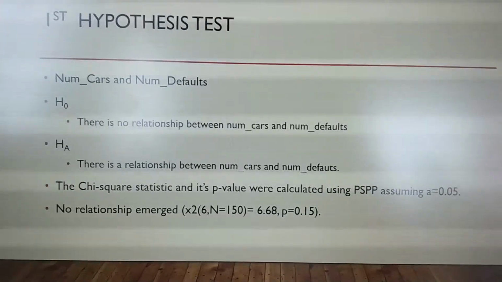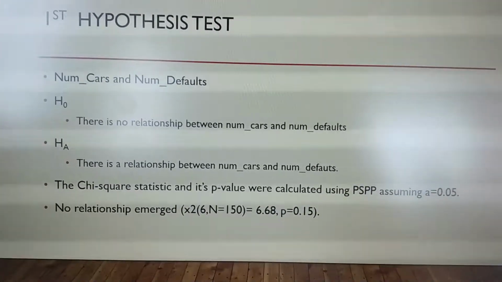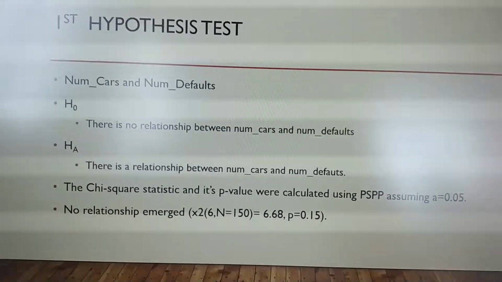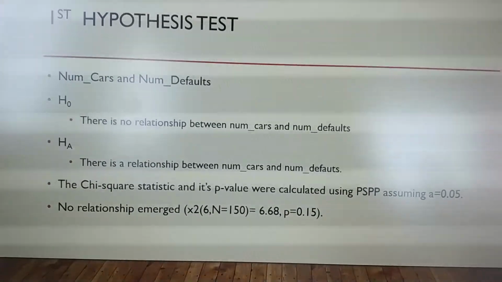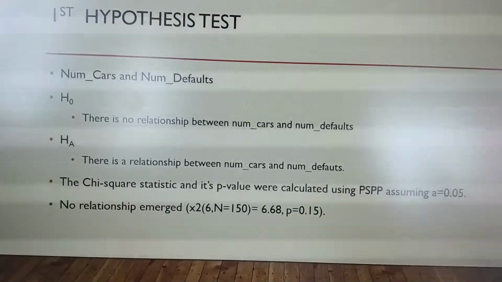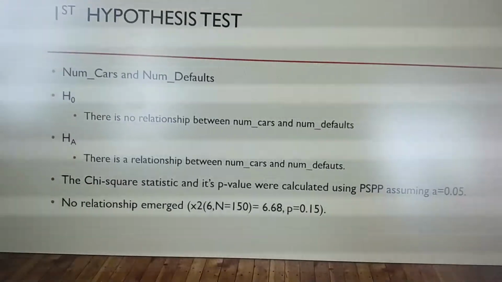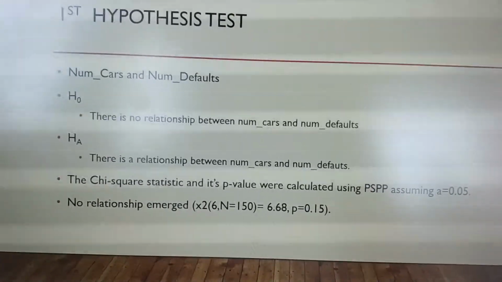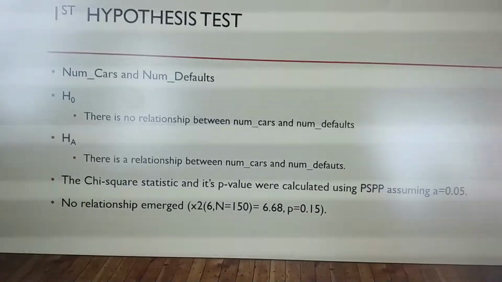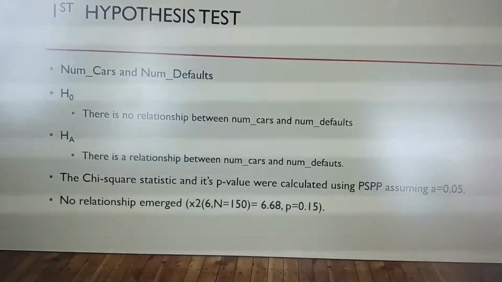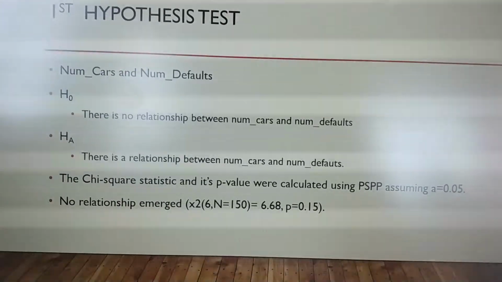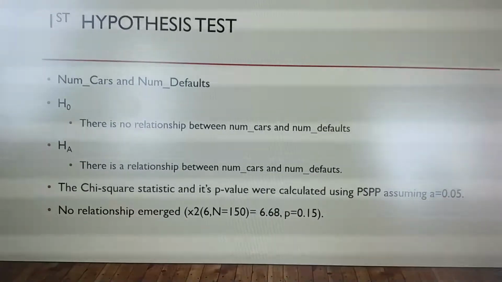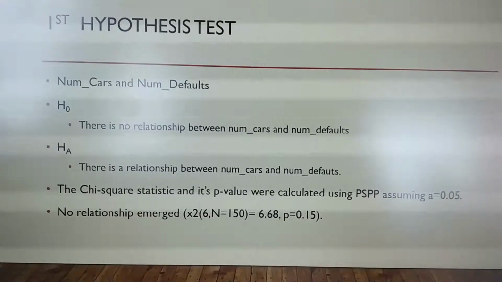My first hypothesis test is number of cars and number of kids. H0: there is no relationship at all between the number of cars and the variable. HA: there is a relationship between the number of cars and the variable. The chi-square test p-value, where the calculation is done using PSPP, with alpha equals 0.05, and there is no relationship between these. It's chi-square(6, N = 150) = 6.68, p = 0.15.